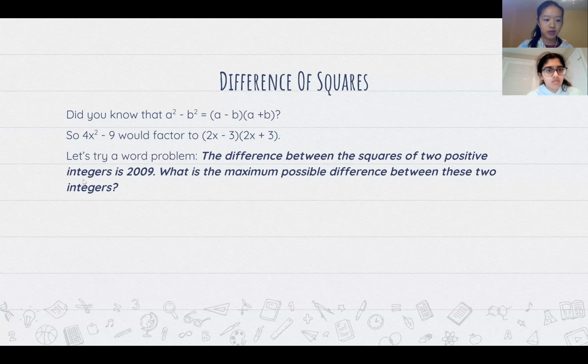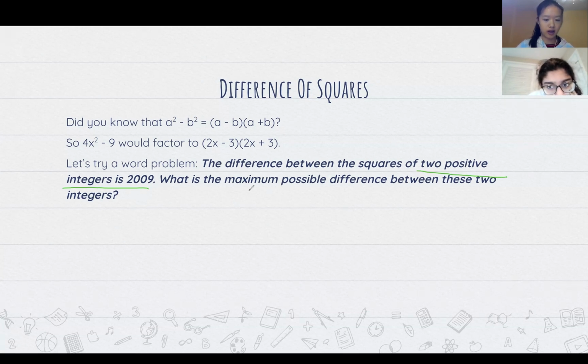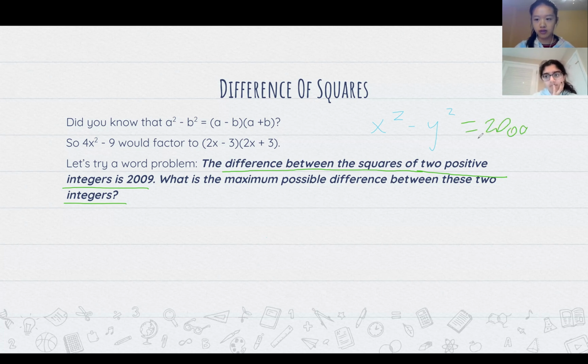For example, there's this quick word problem. The difference between the squares of two positive integers is 2009. What is the maximum possible difference between these two integers? First, let's just call the integers x and y. The difference in squares is x squared minus y squared, and this difference is equal to 2009. So we're now looking for the maximum possible difference between these two integers.